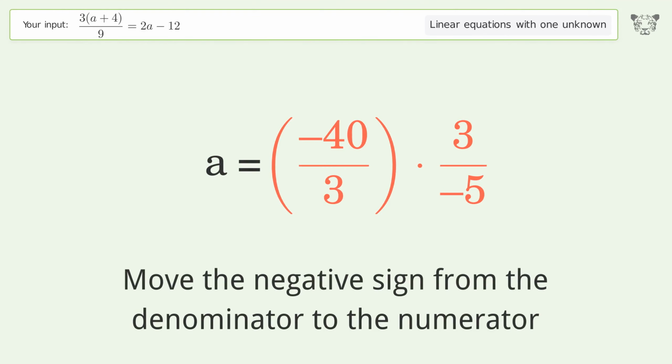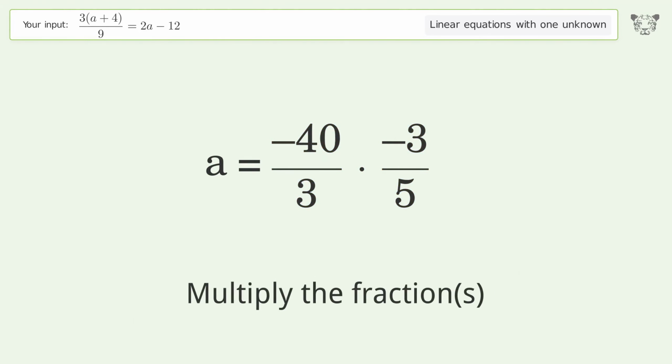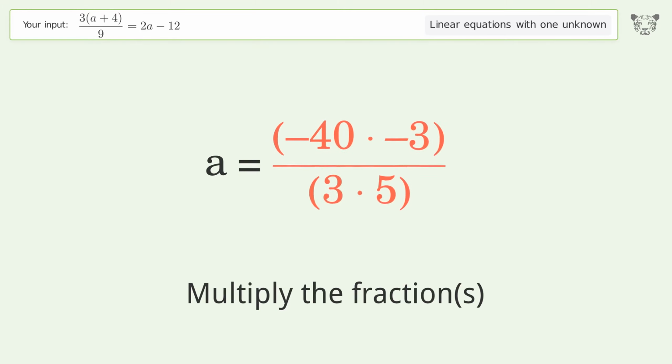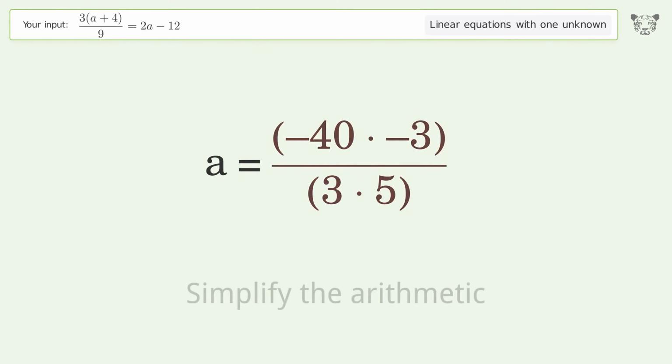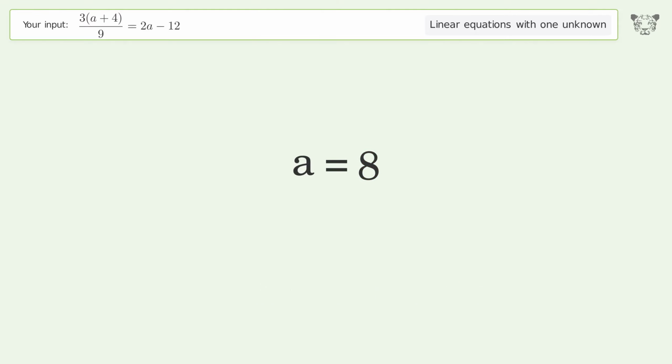Move the negative sign from the denominator to the numerator. Multiply the fractions. Simplify the arithmetic. And so the final result is a equals 8.